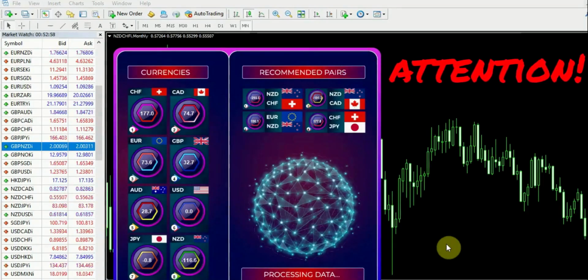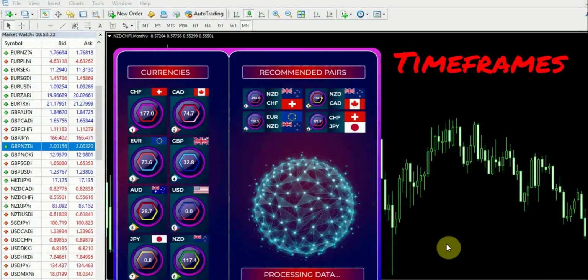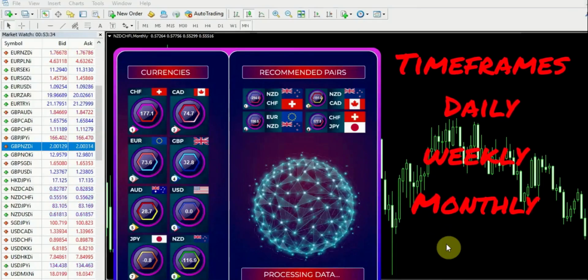So the time frame is a significant factor, and I want to share the time frames that I use to obtain the data, okay? And so while the currency strength meter can extract from any time frame, for optimal and precise results, I recommend using the daily, weekly, or monthly time frames, okay? So these are the recommended settings for achieving the best results.